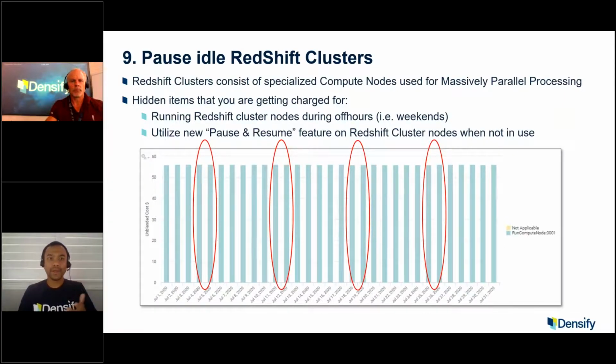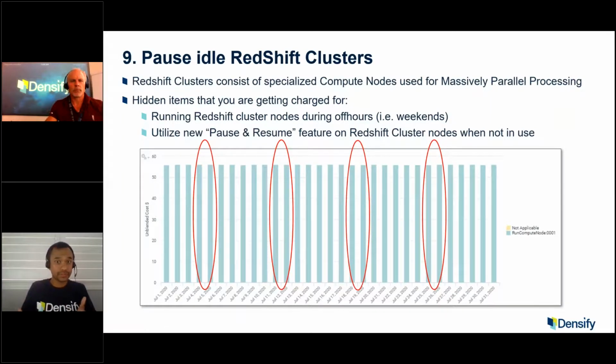So one thing you have to be aware of is that if I'm not using these Redshift cluster nodes during my offline hours, let's start pausing them. This is a functionality AWS introduced called pause and resume. As you can see from this billing data we analyzed, the days highlighted in red are the weekends. So why is your Redshift cluster running on the weekends if it's not doing any work?